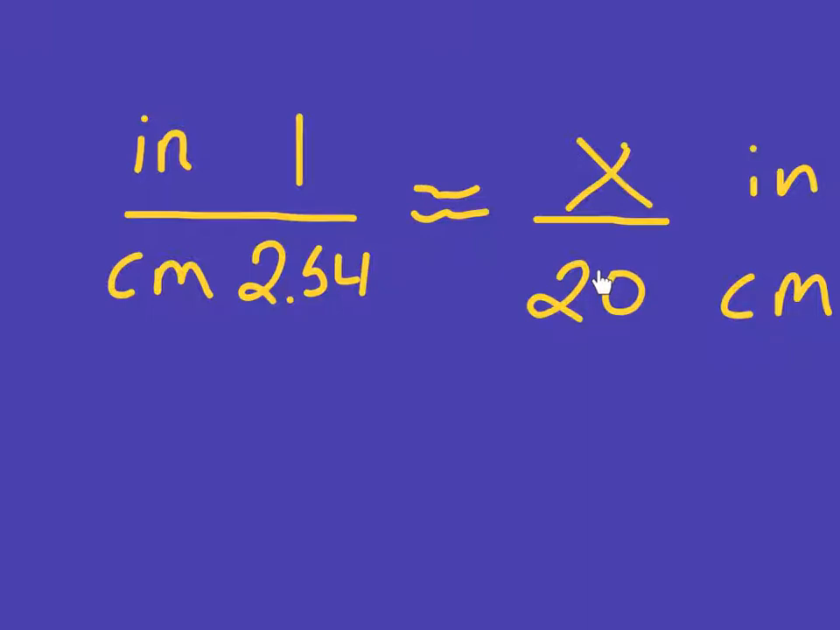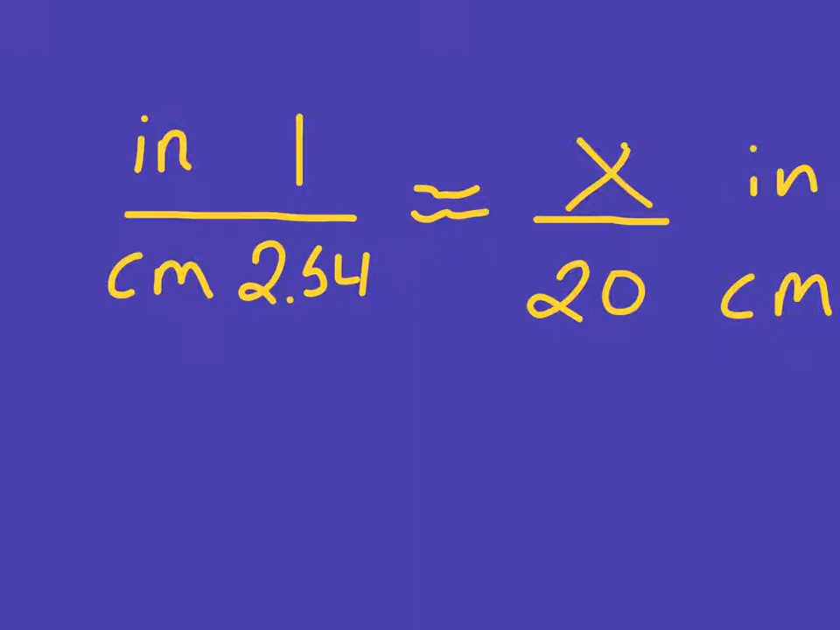Now, when setting up a proportion, it is important that you remain consistent. So if you put inches on top on this side of the proportion, inches need to be on top on this side of the proportion. Centimeters on bottom on this side, centimeters on bottom on this side. If you flip-flop, you will get it wrong. So make sure that you have the same unit on the bottom or on the top on both sides.